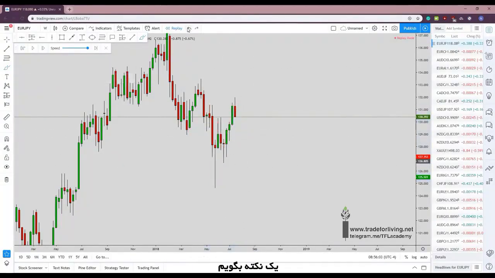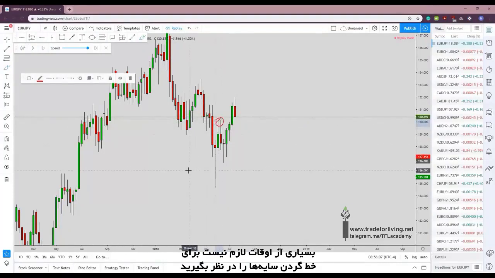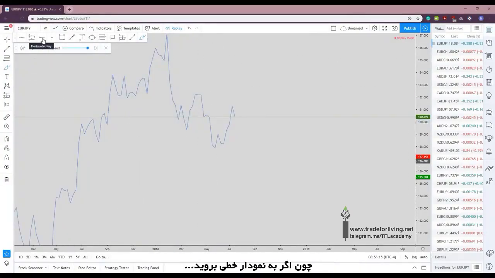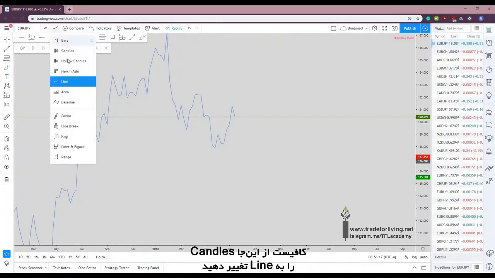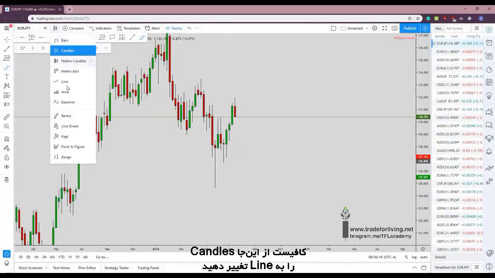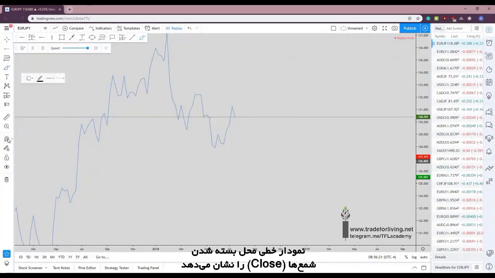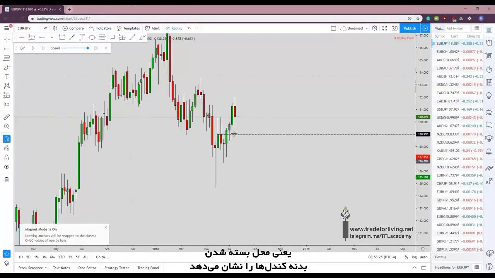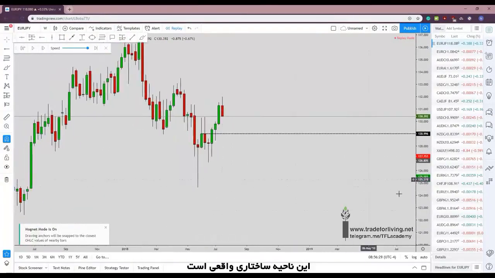Now let's speak about something. Most of the time, for the neckline, you don't have to consider the wicks. The wicks are not the neckline, especially when the wicks are this long. For the real neckline, you have to go to the line chart: just go here and switch from candles to line. The line chart will give you the closes. Now what do I mean by the closes? The market will give you where the bodies of the candles start, and that is the real structure area.